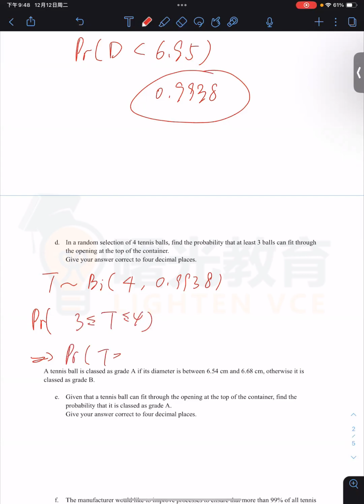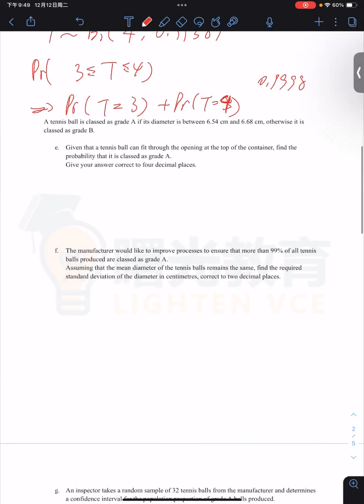Or you can just look for the binomial PDF, T equal to 3 and T equal to 4, and look for the sum. They would have the same answer, right? They would have the same answer. And after that, you can find out the answer is 0.9998. That's it. All right.